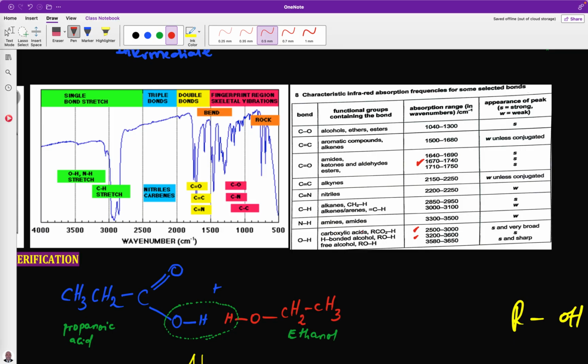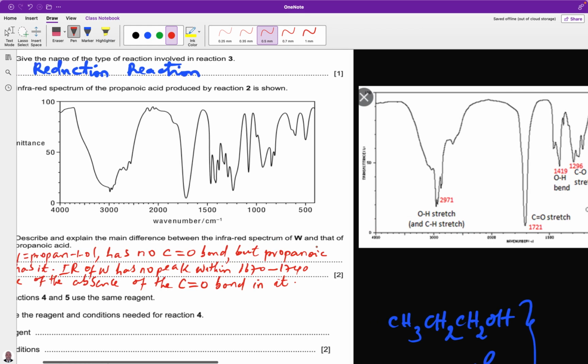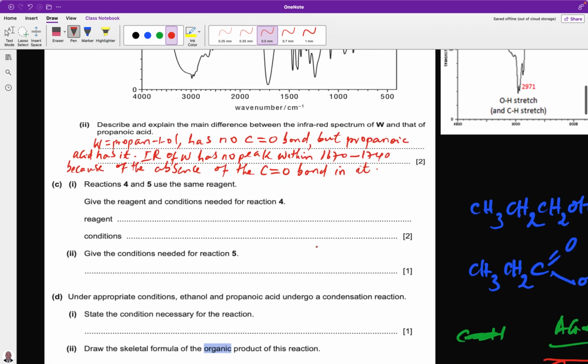But in propanoic acid, the OH bond peak is between 2,500 and 3,000. But the OH bond peak in the alcohol, propan-1-ol, which is compound W, will be between 3,200 and 3,600. So there are two differences you can give. You can give the one for the carbonyl group, or the one for the OH group. Thank you. Let's go to the next part.